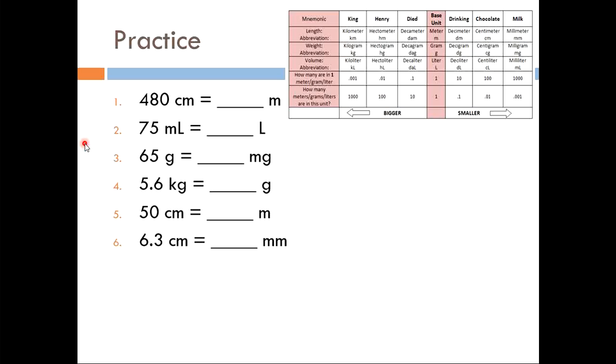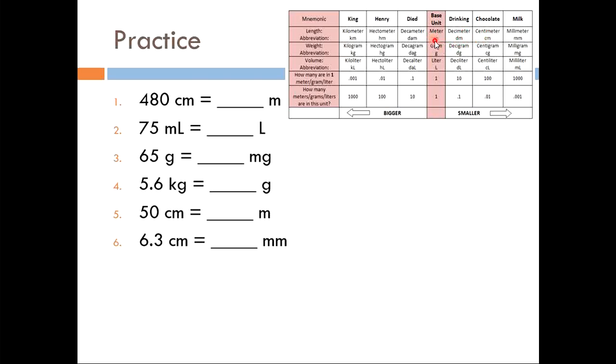So let's do these problems real quick, and this is just to refresh your memory on moving the decimal place over to the left or over to the right. We're not going to do this. We're actually going to convert using what we call dimensional analysis, which I will cover in a little bit. But if we have 480 centimeters and we want to convert it to meters, how many times do we move the decimal over to the left?